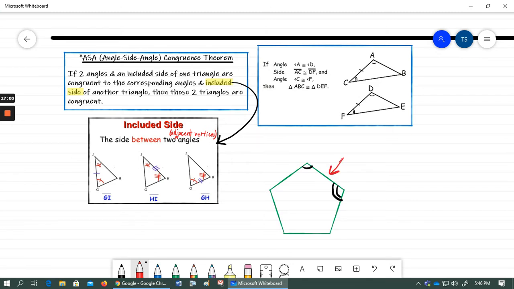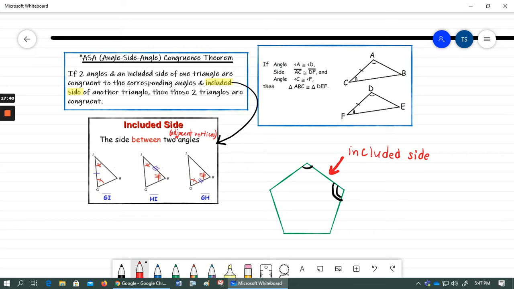If you can't see that, folks, I don't really know what to tell you. Now, I'm not talking to those folks who are blind. But if you can't see the side that's in between those two adjacent vertices, I don't know what to say to you. But this one here would be considered the included side. Of course, guys, we're talking about two triangles, but I'm just showing you the concept of an included side here with this pentagon.